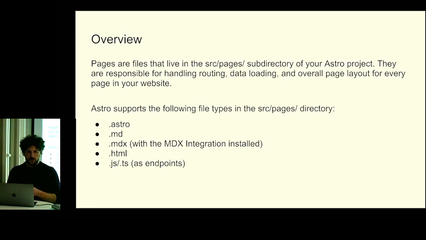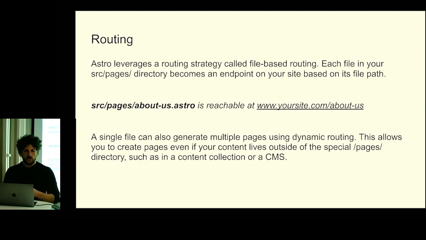Now, all the components can go into pages. So the extensions supported are Astro, MD, MDX, HTML, and also JS for endpoints. Similar to Next.js, if you add a file under the pages subdirectory, it automatically will become a route. So, for example, if you add an about us page .astro under the pages, it will be reachable under /about us.